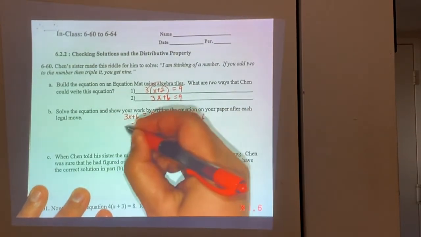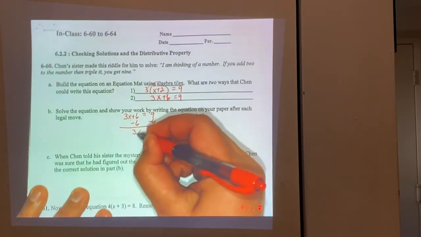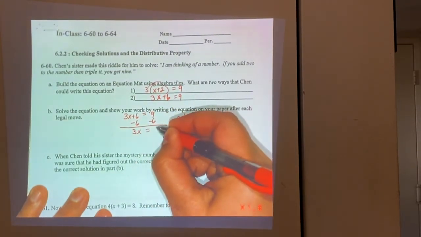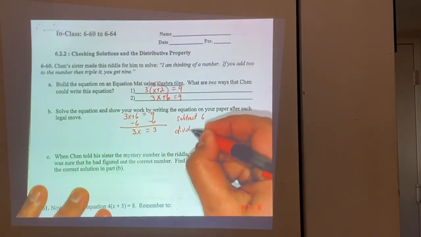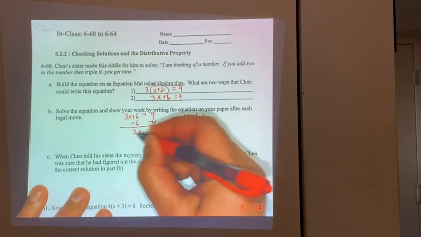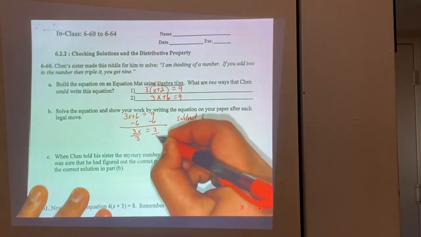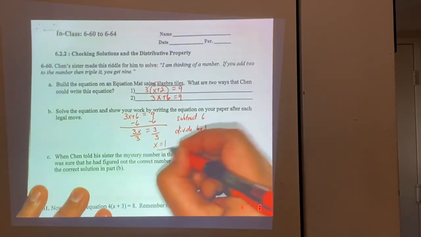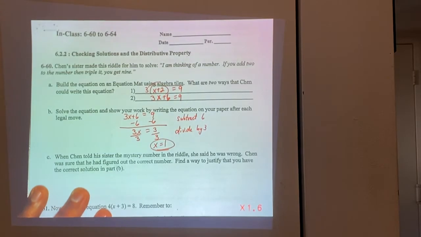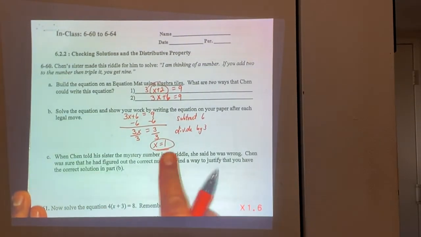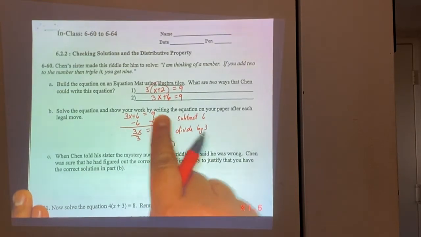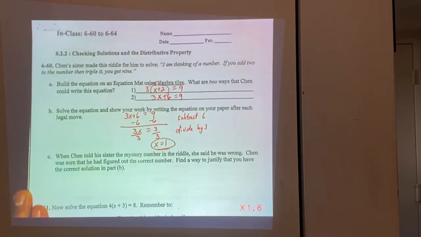Subtract 6, and I do mean from both sides. Get 3x equals 3. And then we will divide by 3. x equals 1. Okay, so then to make sure that the answer is 1, you take this solution and put it back into your original problem to see if it works.